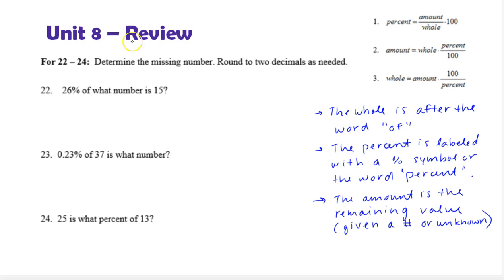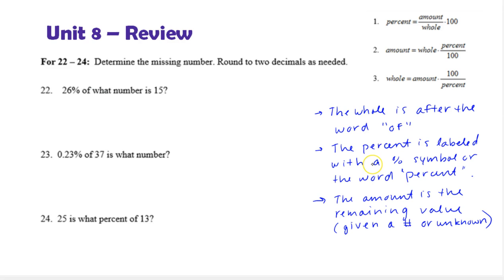Unit 8 review for 22 through 24, determine the missing number and round to 2 decimals as needed. So in this unit, we learned 3 different types of percent problems where we're solving for a value in great detail. Okay? And sometimes the hardest part is figuring out which one of these relationships you need to use, which value you're looking for. So we're going to focus on that as we go through this problem.